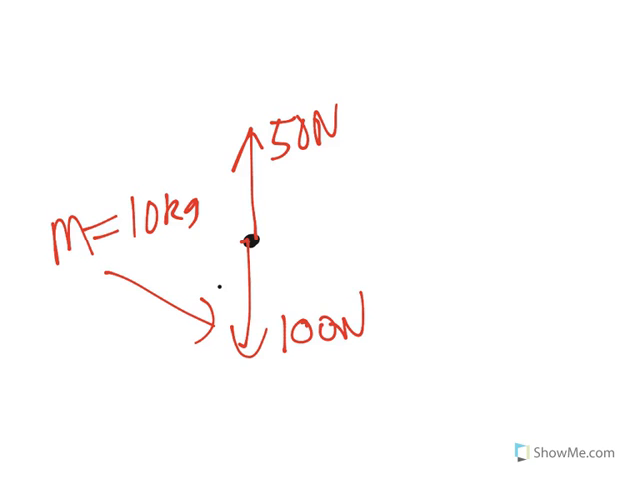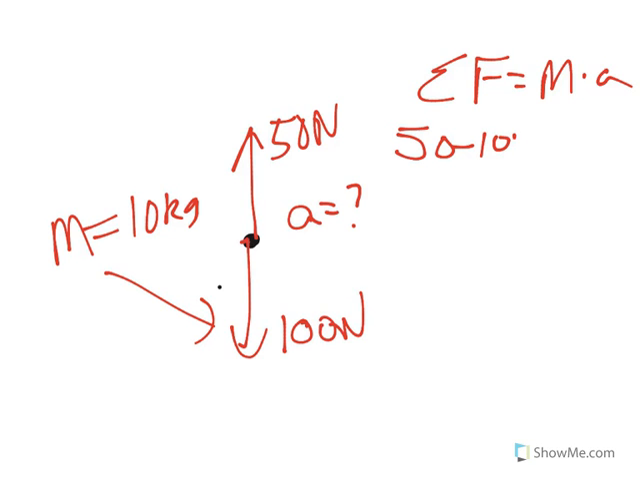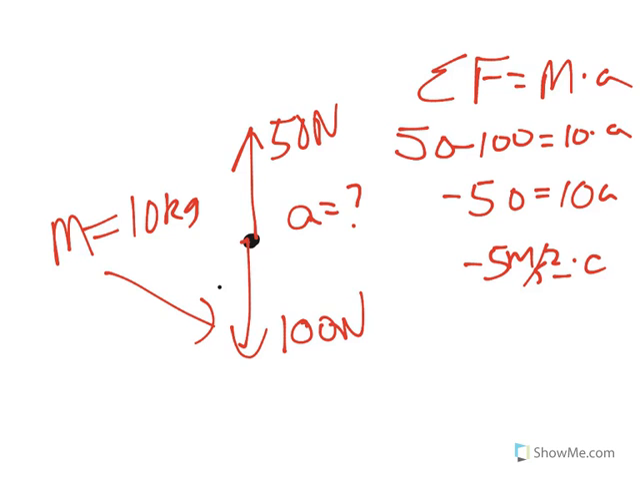If you don't know how, refer to my force of gravity video. And so what you should be able to do is plug this in to find the acceleration. We should be able to do the sum of the forces equals mass times acceleration, and that should be 50 minus 100. Now why is it minus 100? Because 100 is going down. Equals 10 times a. And what we should get is negative 50 equals 10a, divided by 10, and we get negative 5 meters per second squared.